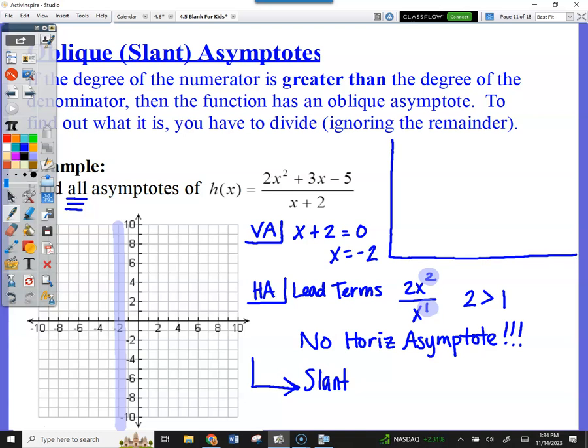So how do you find the slant? You long divide. How do you know when to do this too? Anytime the numerator is bigger than the denominator, that means you can divide it down, right? You can break it down. That's another indicator, like, okay, I'm dividing here. I got x plus 2, long division.